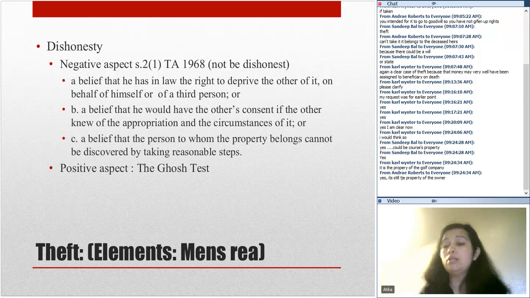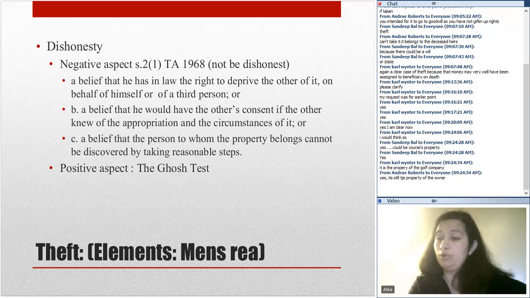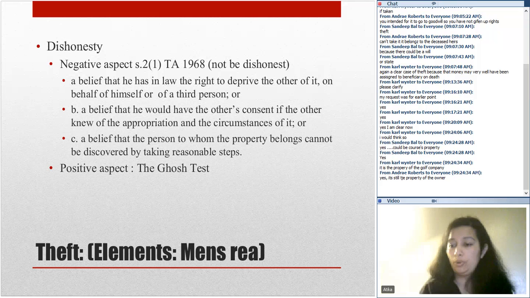It's one of the elements, not that the defense says, no, I wasn't dishonest. Those could be taken as defenses. But the prosecution has to prove that there was dishonesty present at the time of appropriation. Now there is another, the positive aspect of it, the Ghosh test, as mentioned in your notes and in your guide.